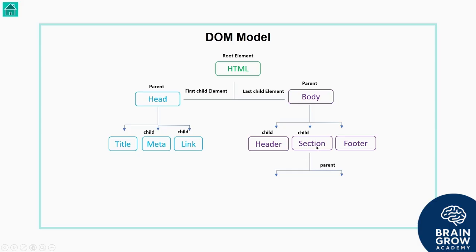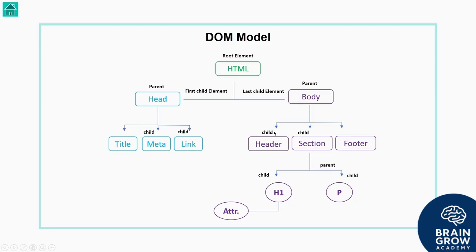Okay, so we took some tags in the section as well. Like here, for example, we took H1 and P tag in the section. H1 and P tags are the child of the section. The section is the child of the body, and the body is the child of HTML, and HTML is a root element from which this process starts.